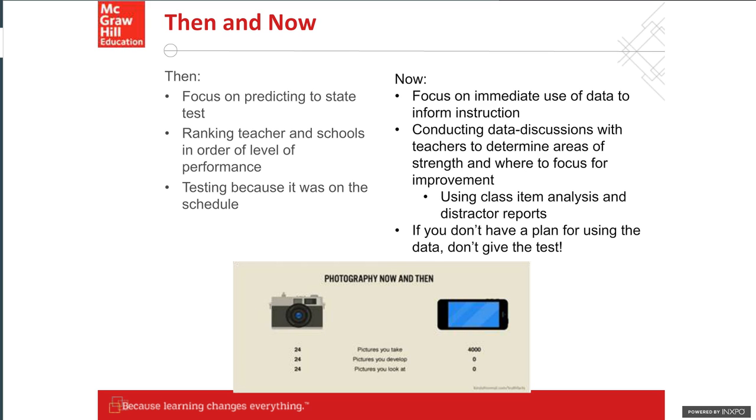Unfortunately, in the past we also used data to rank teachers and schools in order of performance, the infamous data walls, where teachers in their classrooms and schools were ranked. We don't do that anymore. We spend a lot of time conducting data discussions with teachers to look at areas of strength and where we want them to focus for improvement, specifically looking at the class item analysis and distractor reports to help them understand what they need to do to move forward.